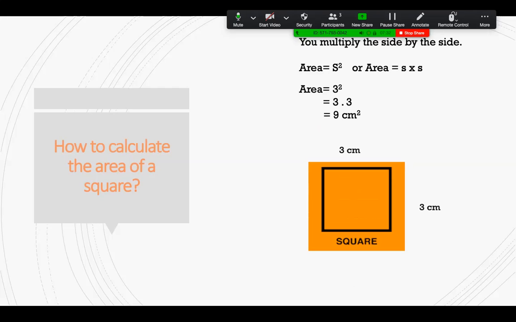Excellent. To find the area of a square, we must multiply the side by side. So the area would be side squared, or S times S. Since the length of each side is 3, I would multiply 3 by 3 to get 9 square centimeters. Is it clear so far? Yes. Very good.